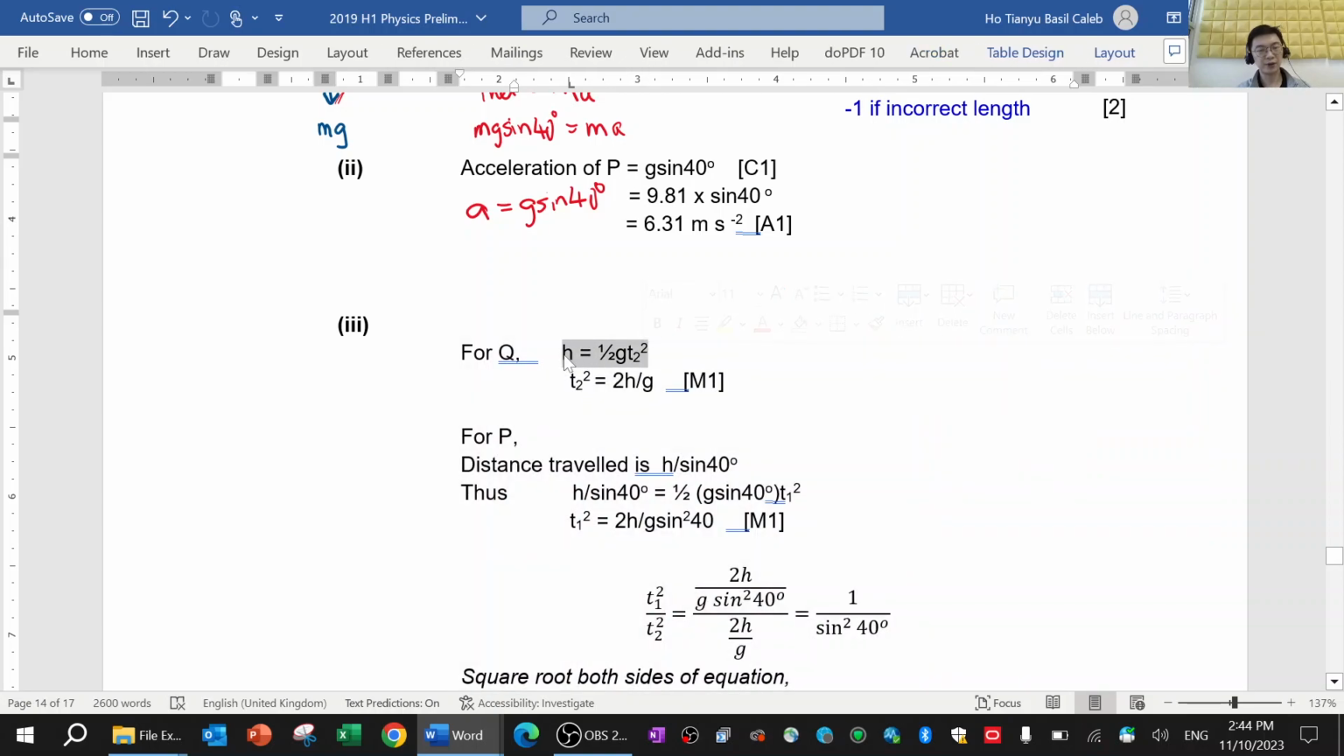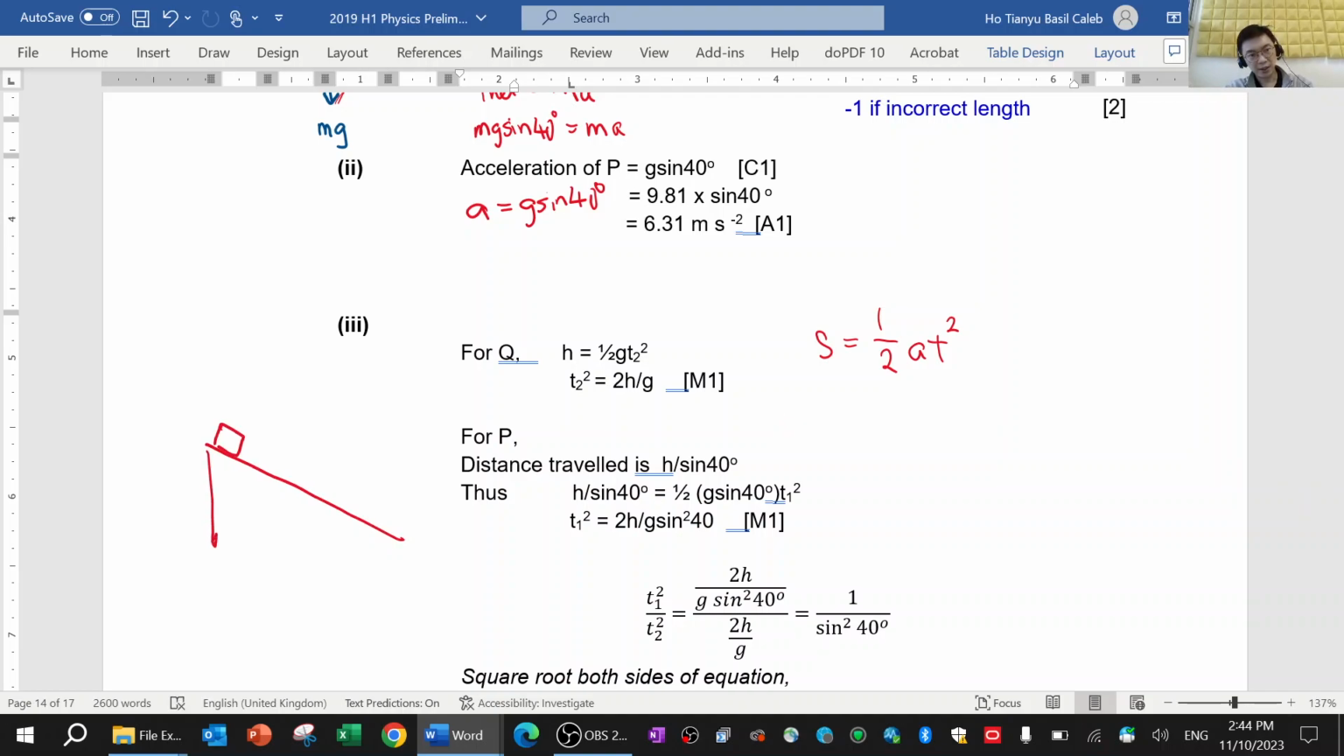The height that it falls, using the equation s equals half a t squared. So this is the general equation. If we apply it to Q, the distance it falls is h, the acceleration is g, which is 9.81, and the time that it took is t2. So we have t2 squared equals 2h over g, right? Not an issue.